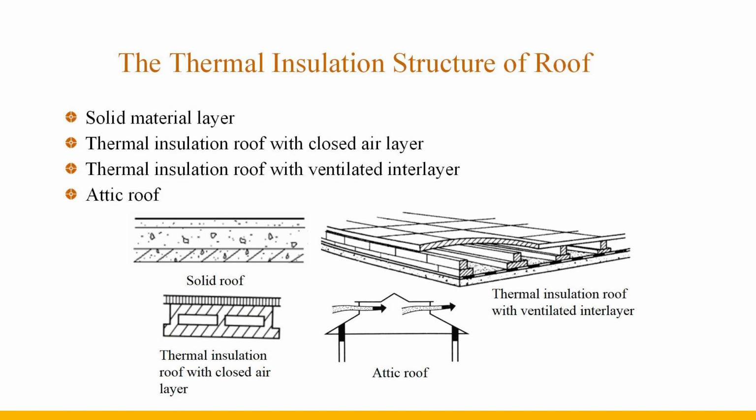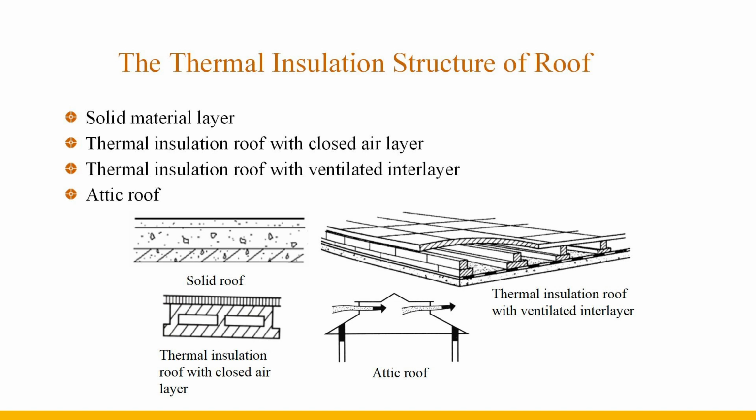The thermal insulation structure of the roof mainly includes solid material thermal insulation roof, thermal insulation roof with closed air layer, thermal insulation roof with ventilated interlayer, and attic roof. The solid material thermal insulation roof and the thermal insulation roof with closed air layer should be made of material with low thermal conductivity. At the same time, attention should be paid to the arrangement order of the materials. Different orders will lead to different attenuation of the structure.